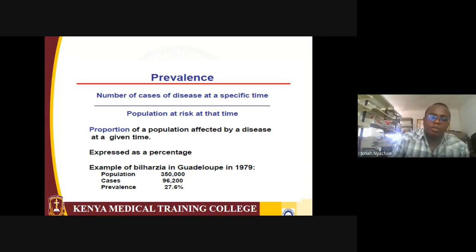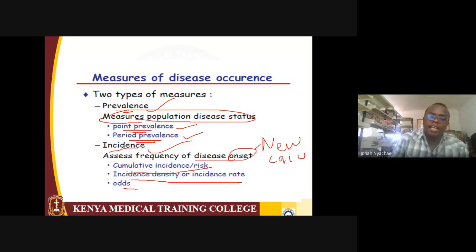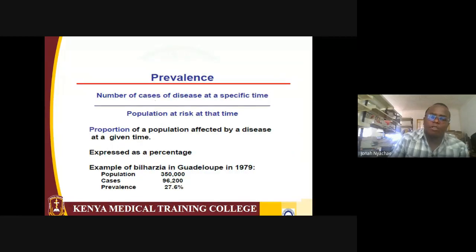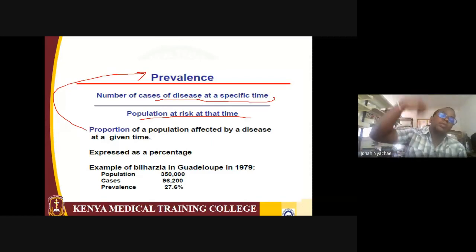The prevalence, we have already said, is the measure of population disease status. So here we're talking about the number of cases of disease at a specific time over the population at risk at that particular time. So proportion of a population affected by disease at a given time can also be a definition of prevalence. Remember, in proportion, the numerator is included in the denominator, and it is expressed as a percentage.